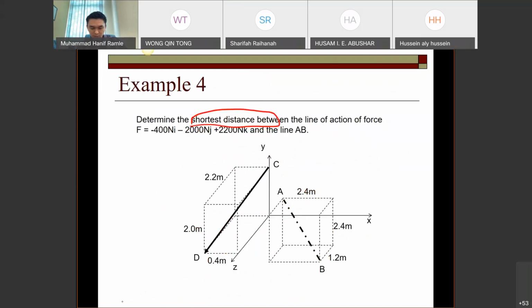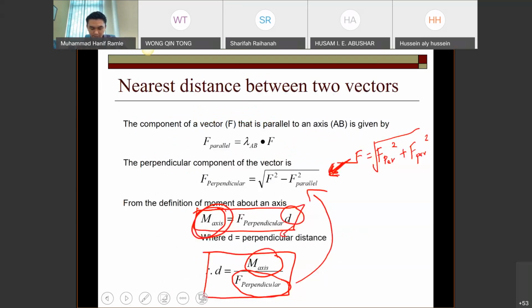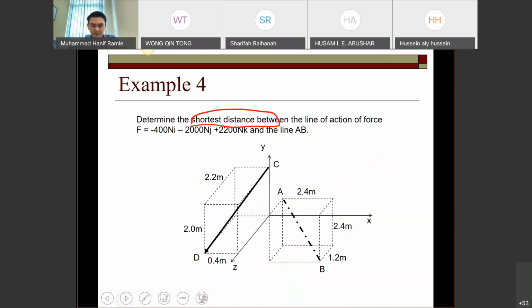So you have to use this formula. Yes, D equals M axis over F perpendicular. In this solution, example 4, we just apply this equation because example 3 already gave the value of M axis. Okay, so let's see the solution.